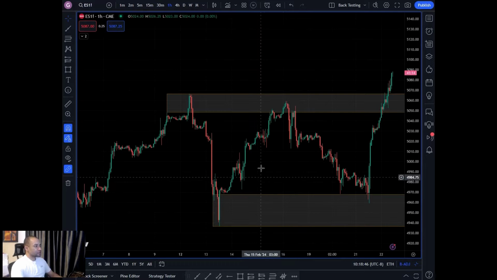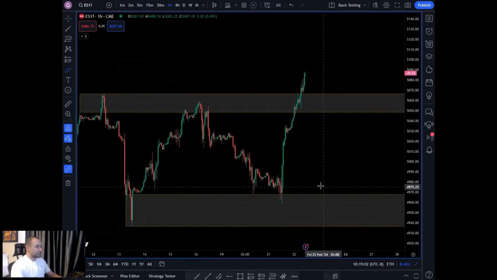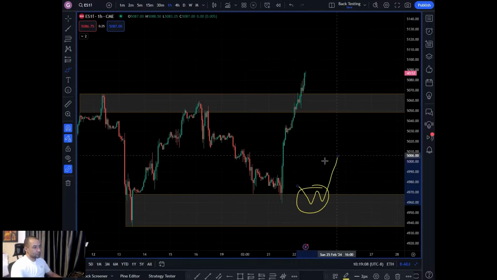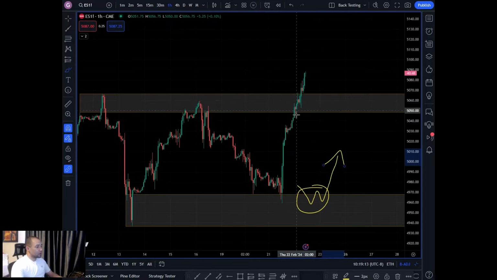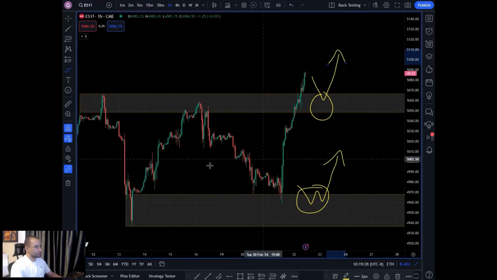So when price gets back to one of these areas, that's when I'm going to be looking for potential buy or sell opportunities. If price gets back down to this area, I'll be looking for an opportunity to go long. If price gets into this area, which it already has broken through, what I would be looking for is for price to come back down and test this area, and then I'd be looking for a long opportunity here as well.